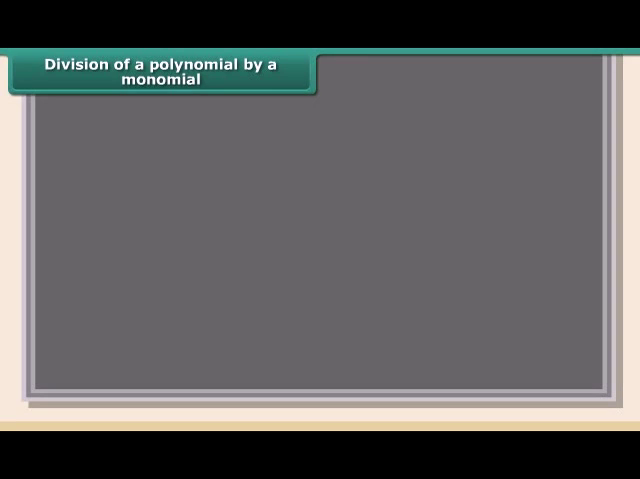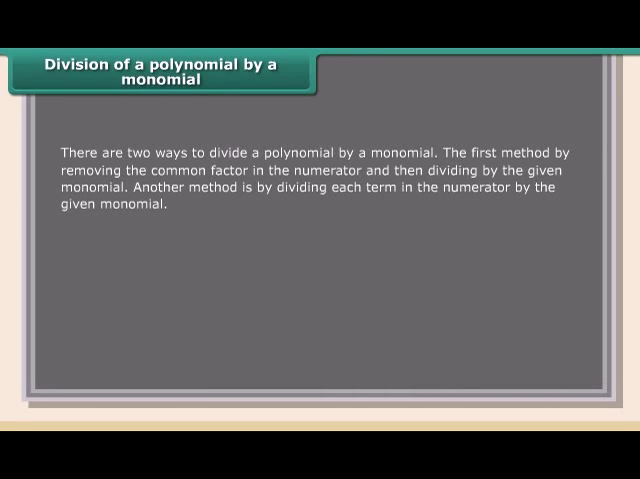Division of a polynomial by a monomial. There are two ways to divide a polynomial by a monomial. The first method: by removing the common factor in the numerator and then dividing by the given monomial. Another method is by dividing each term in the numerator by the given monomial. For example, consider the division of the trinomial 8t cube plus 9t square plus 10t by the monomial 2t.